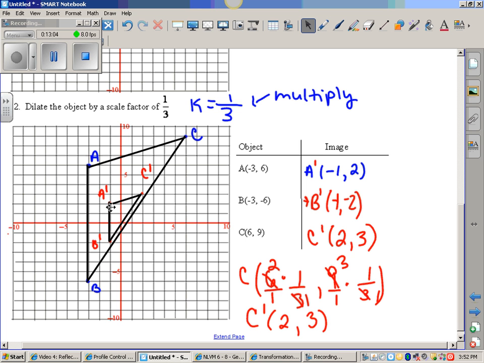My angles haven't changed. I still have an acute angle at C, and that needs to be the exact same acute angle as with C prime as it is with C. The angles can't change. The only thing that changed is the size of the side lengths. So they're not congruent to each other, but they are similar. So that's it for your dilation. We'll continue to practice in class as a group.